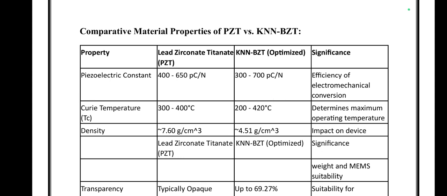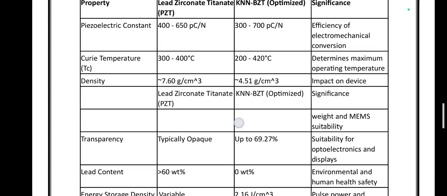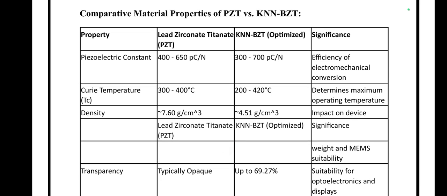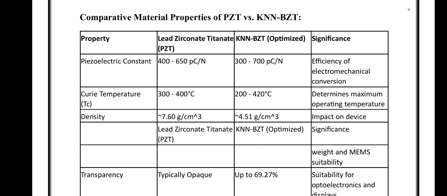Here is a table comparing material properties of lead zirconate titanate, PZT, and the material KNN-BCT, potassium sodium niobate barium zirconate titanate. The properties are piezoelectric constant, Curie temperature, density, transparency, lead content, and energy storage density. These properties are comparatively shown here. Like the piezoelectric constant: in case of PZT 400 to 650 picocoulombs per Newton, and in case of KNN-BCT optimized 300 to 700 picocoulombs per Newton. And the efficiency of electromechanical conversion also increases in case of KNN-BCT.